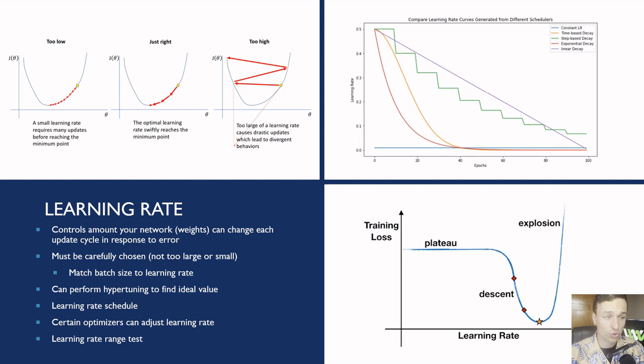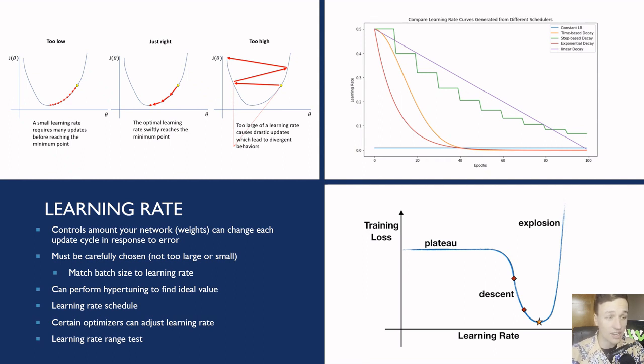After implementing this growing learning rate and training your model, you should plot the history of your training loss and observe a similar pattern to the graph in the bottom right. Initially, with a very small learning rate, your loss will essentially plateau. Then, as the learning rate increases, your loss will descend to some minimum value before it begins to explode and skyrocket upwards.